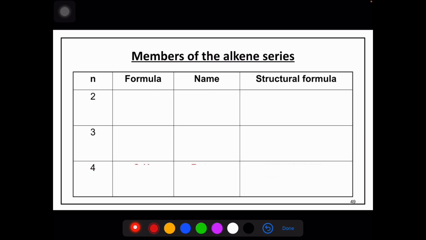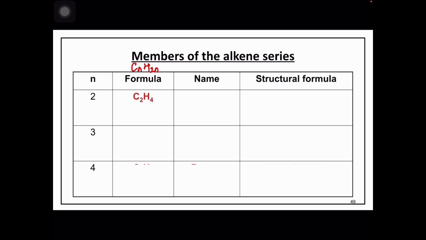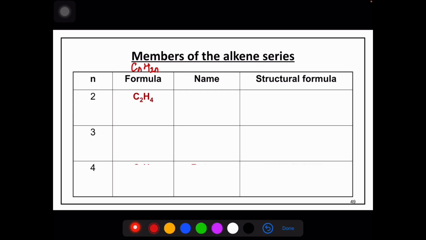So, in terms of the members of the alkene family, in terms of the formula, if you use the general formula of CnH2n to derive the molecular formula of the alkene, you know that for the first one, which has 2 carbon, it will be C2H4.